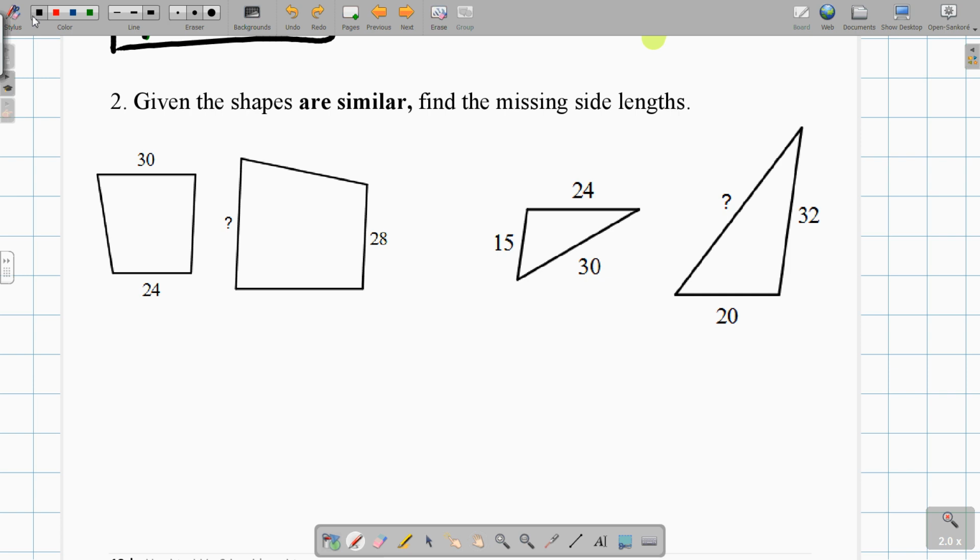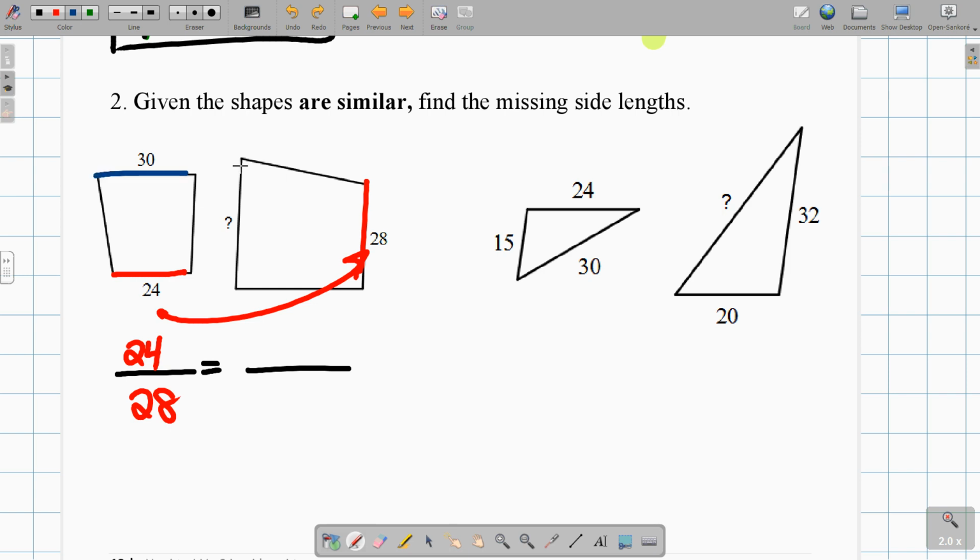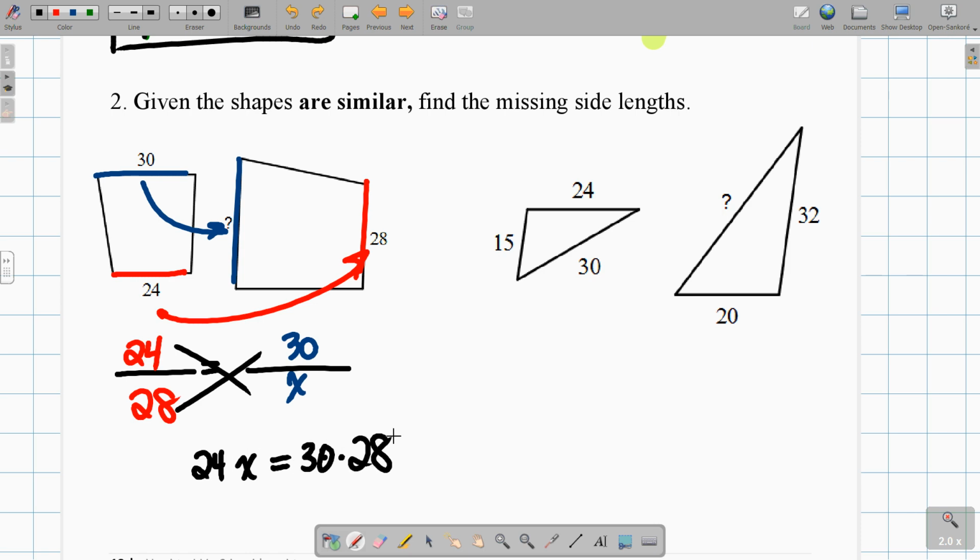Now we know the shapes are similar, so now we're going to use proportions. You have to match the sides up. So 24 is short, 28 is short. So I'm going to go left to right, match 24, 28, mirror the direction, long to long, 30 over unknown. Cross multiply. 24x equals 30 times 28.